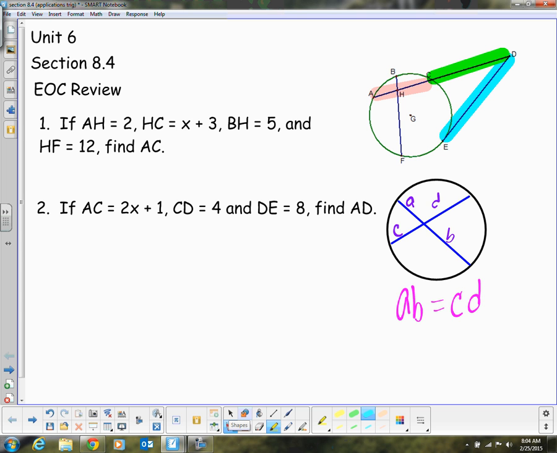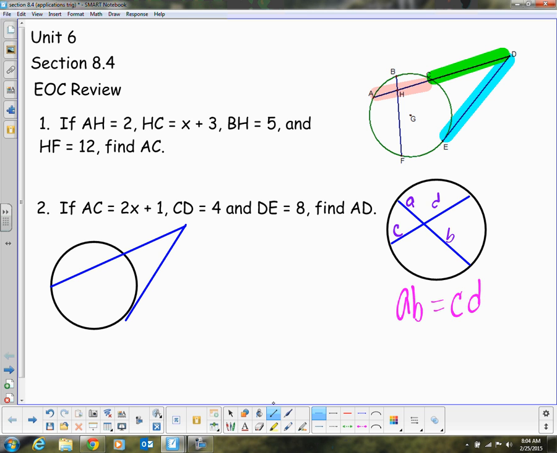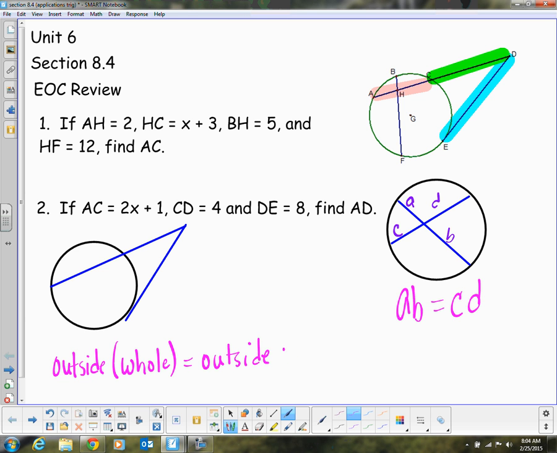Alright, so if I were to pull that away, what did we learn about a secant and a tangent? Ethan? Outside times full segment, outside times full. Right? So let's look at the tangent. If they told you this is 8, what's the outside segment? What's the whole segment? If they give you this to be x and this to be 4, what's the outside? What's the whole? 4x. Okay, so that's the concept portion.